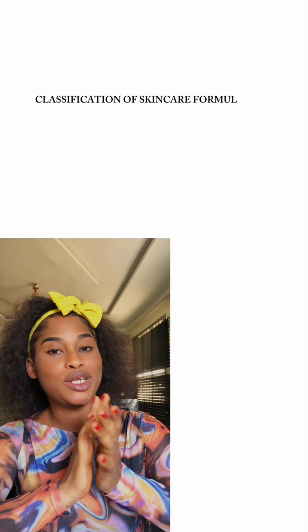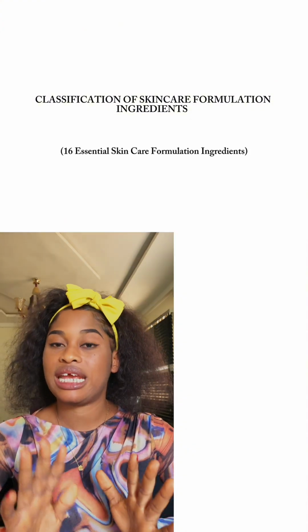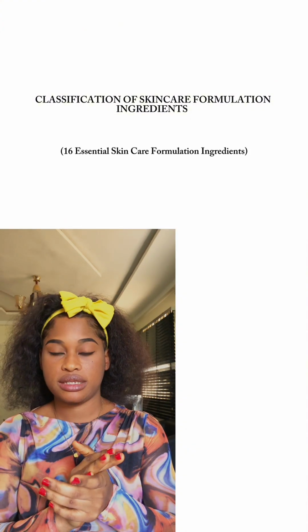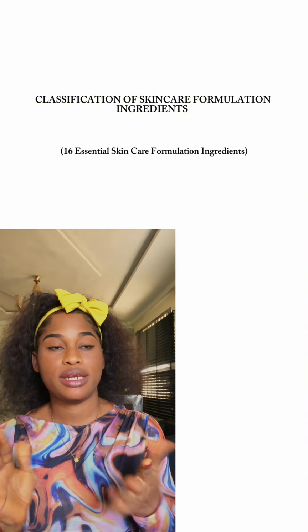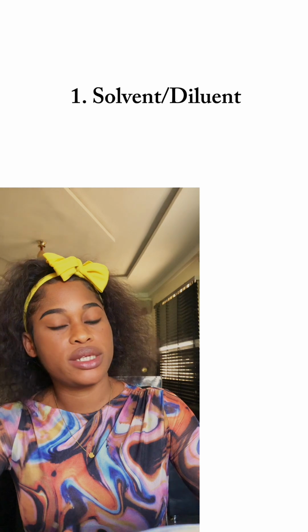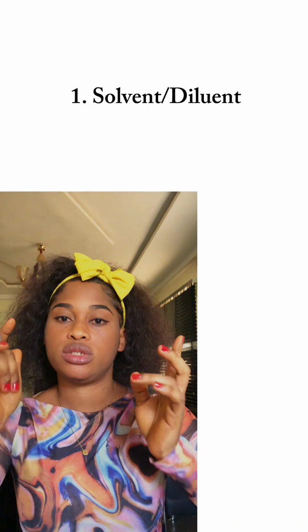So today we are talking about a very interesting topic, which is the classification of skincare formulation ingredients. We have 16 essential skincare ingredients that you need to know. There are 16, so you need to know them, their functions, and categories. Okay, so let's go to number one on my list. Number one on my list is solvent or diluent. You can either call it solvent or diluent.